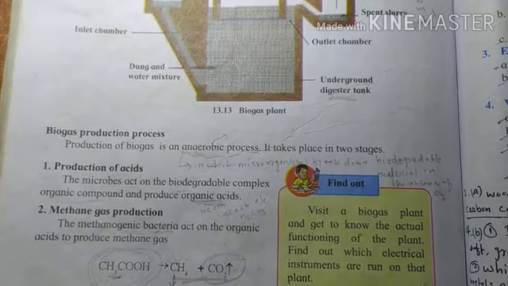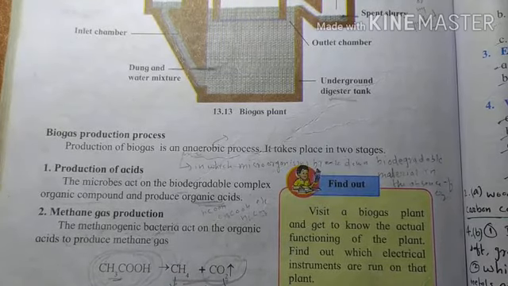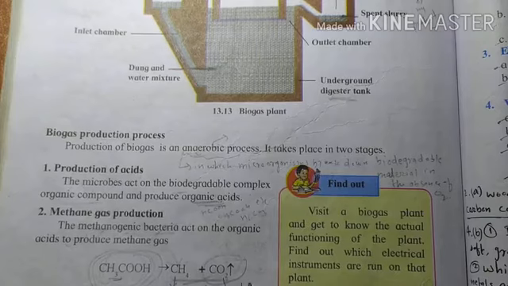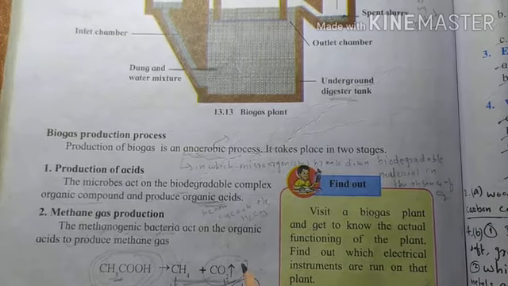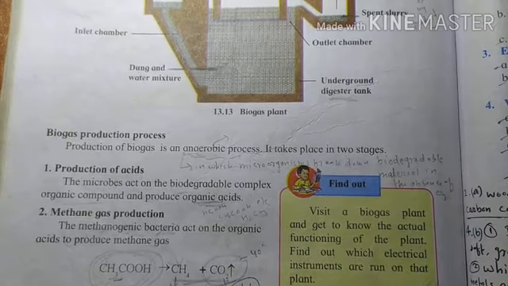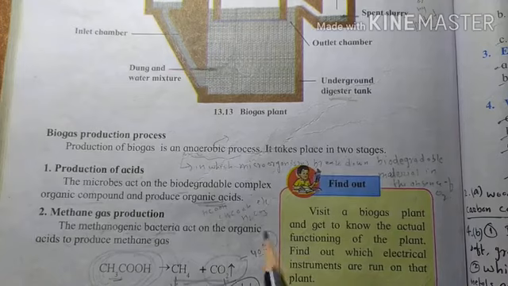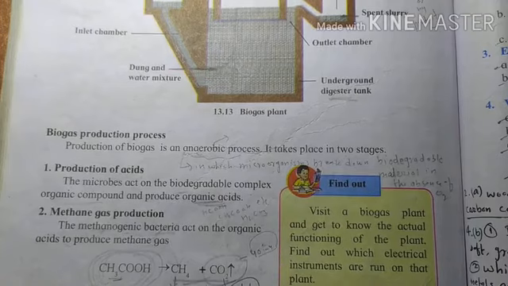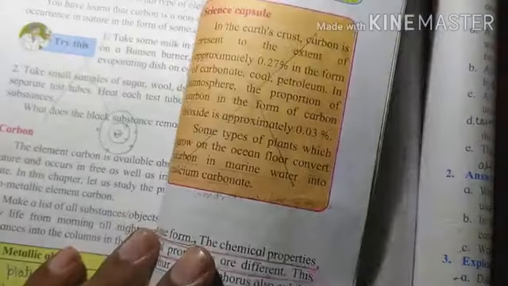This methane forms 55% to 60%, and the rest will be carbon dioxide, so it will be about 40%, 45%. Okay. So this was all about chapter number 13, that is carbon and its compounds.